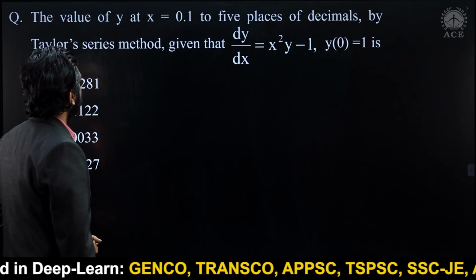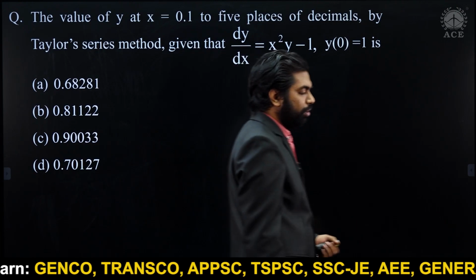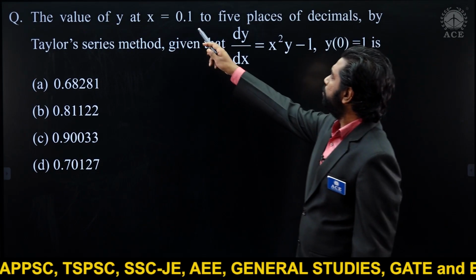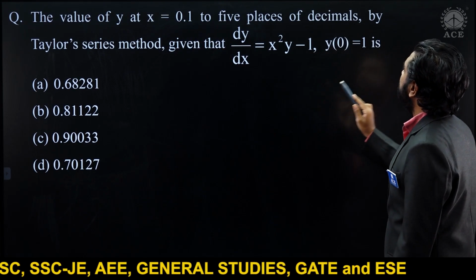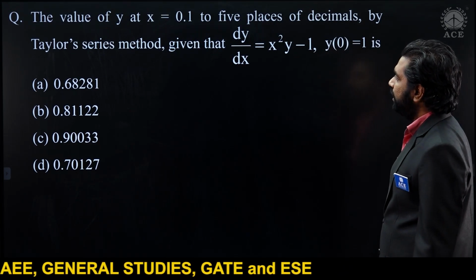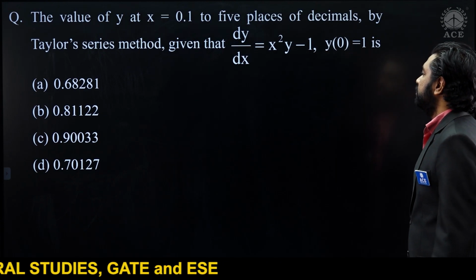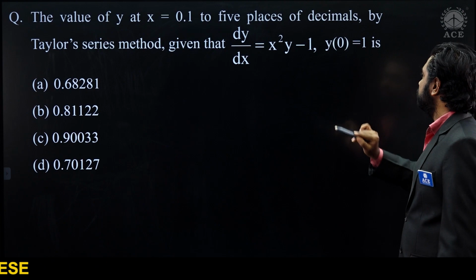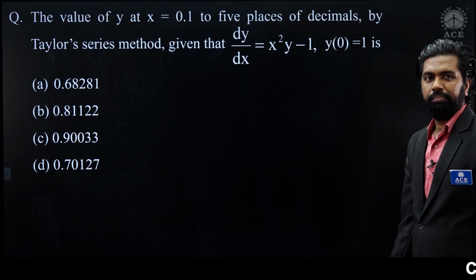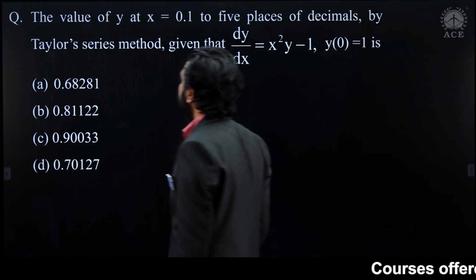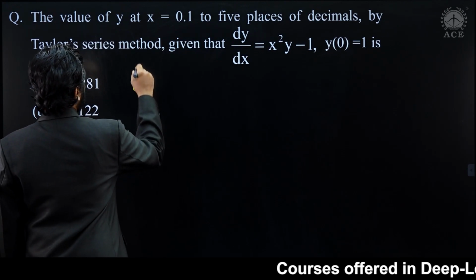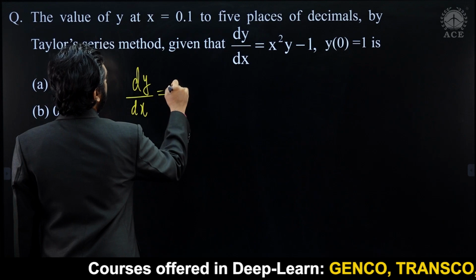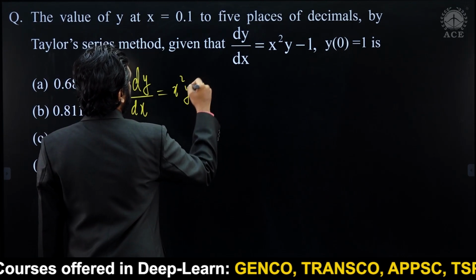Let's look at this problem. So what does it say? The value of y at x equal to 0.1, to 5 places of decimals by Taylor series method. It's given that dy by dx is x square y minus 1 and y of 0 equal to 1. So let's write the given differential equation: dy by dx equal to x square y minus 1.